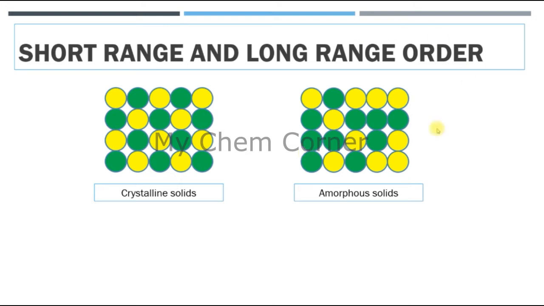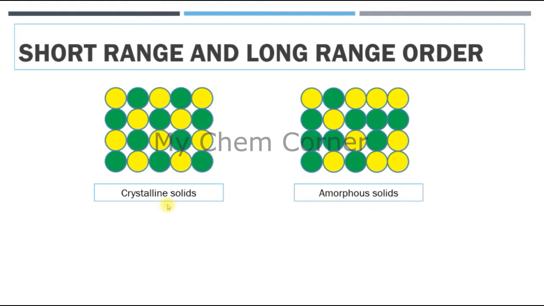But over a short range, which means here I have a yellow sphere, a green sphere, yellow and a green, when I try to join the centers of these spheres, I'm getting a regular pattern. But that's not continued throughout the entire crystal. So this particular arrangement is seen only over a short range. And this type is seen only in amorphous solids.